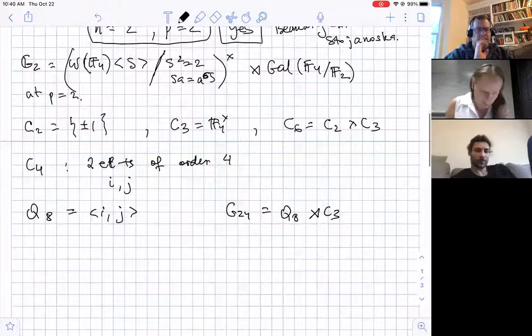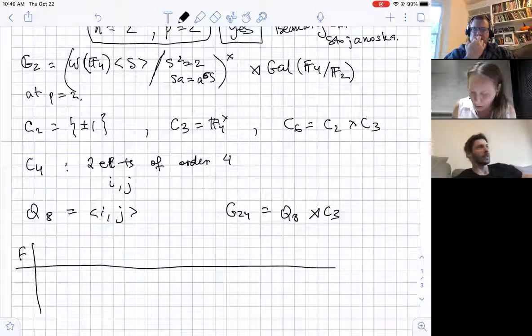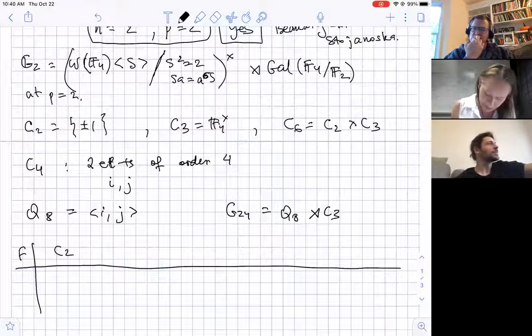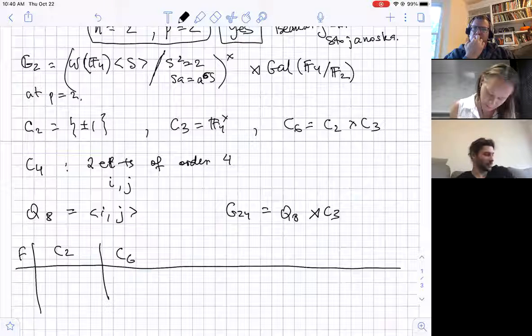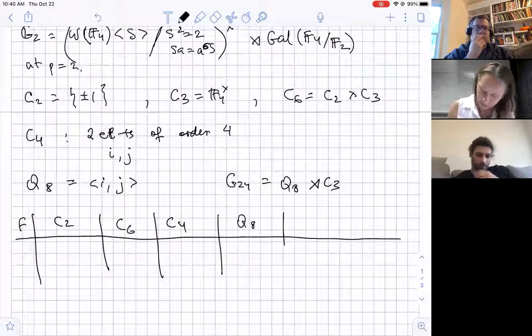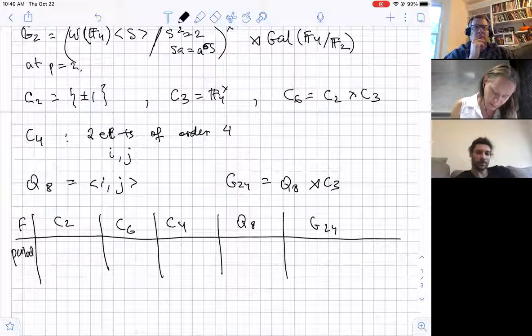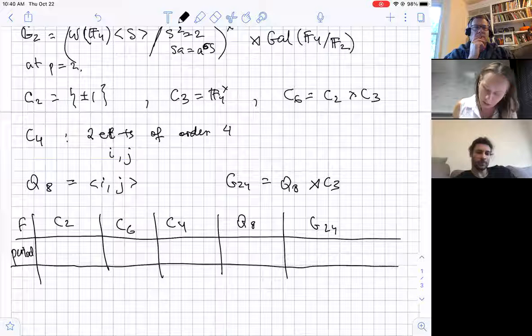Okay, so this is a bunch of finite subgroups. And here I'm going to make a table: 2C6, C4, Q8, G24. Okay. And I'm going to write down how periodic these spectra are.